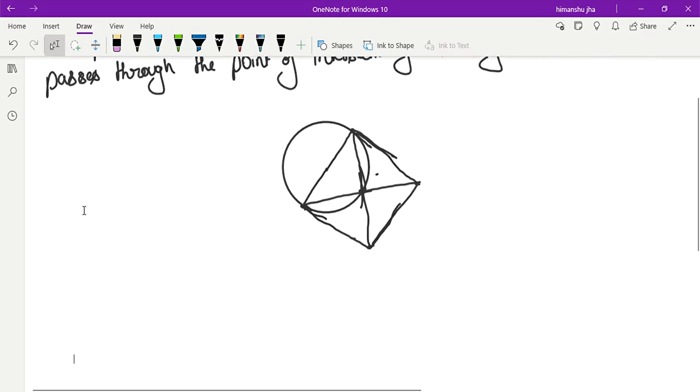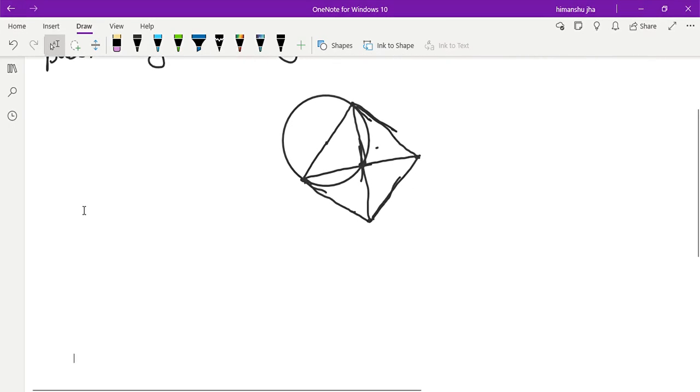Completed till here? Yes, sir. Now first thing we have to do is name the points. First let's say this is A, this is B, this is C and this is D. And the point of intersection of the diagonals is O. Center, no need to name the center. Now ABCD is a rhombus, we already know.